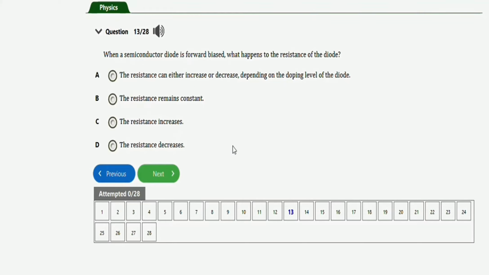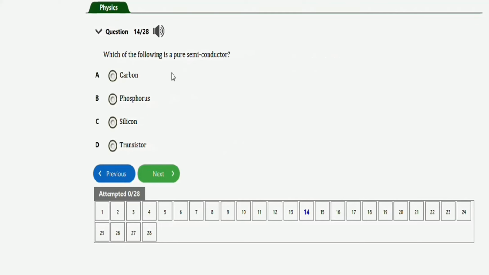Next repeated question will be this one. It says, which of the following is a pure semiconductor? We have carbon, phosphorus, silicon, transistor. So this is a simple question, the answer is silicon, option C.